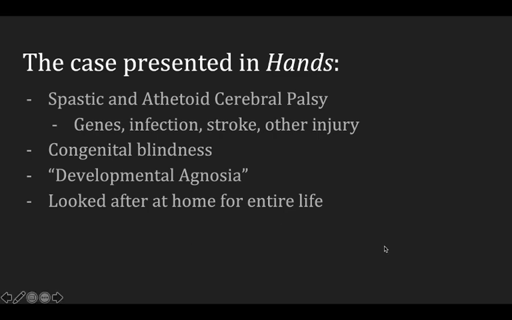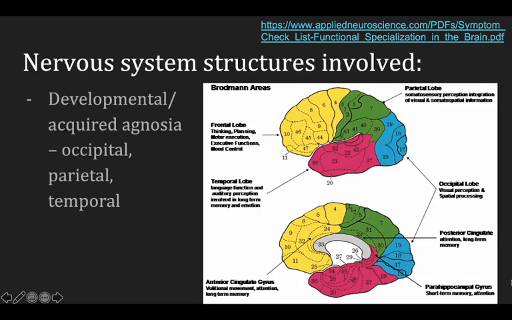And she was actually looked after her entire life from home, so I think that tells us it's pretty safe to assume she developed cerebral palsy pretty early on. When it comes to the structures of the nervous system that are involved in her developmental agnosia, obviously she didn't acquire any sort of damage, but usually with acquired agnosia, you will see damage in the occipital lobe, the temporal lobe, or the parietal lobes.